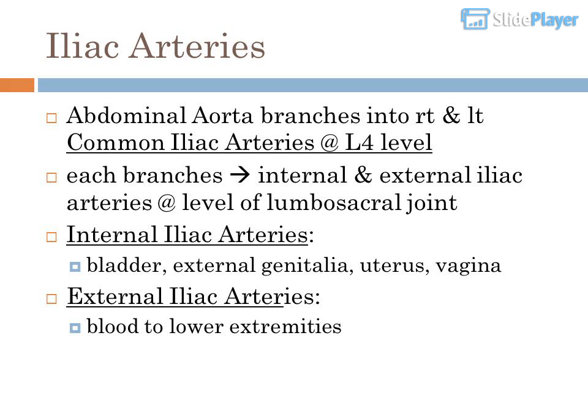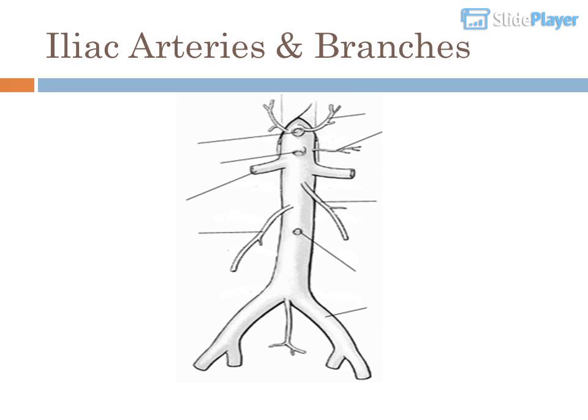Iliac arteries. The abdominal aorta branches into right and left common iliac arteries at the L4 level. Each branches into internal and external iliac arteries at the level of the lumbosacral joint. Internal iliac arteries supply the bladder, external genitalia, uterus, and vagina. External iliac arteries carry blood to the lower extremities. Iliac arteries and branches.